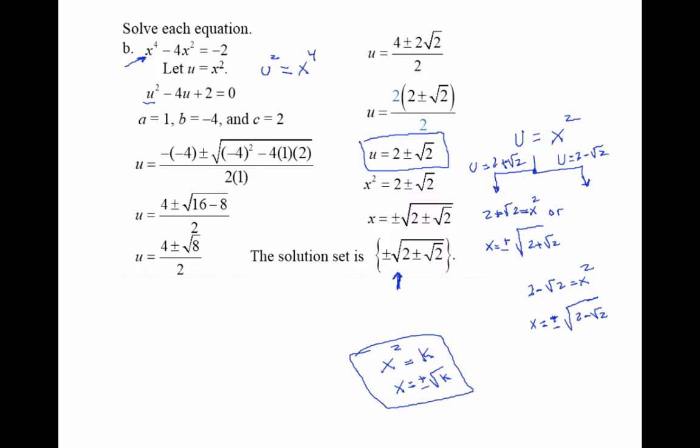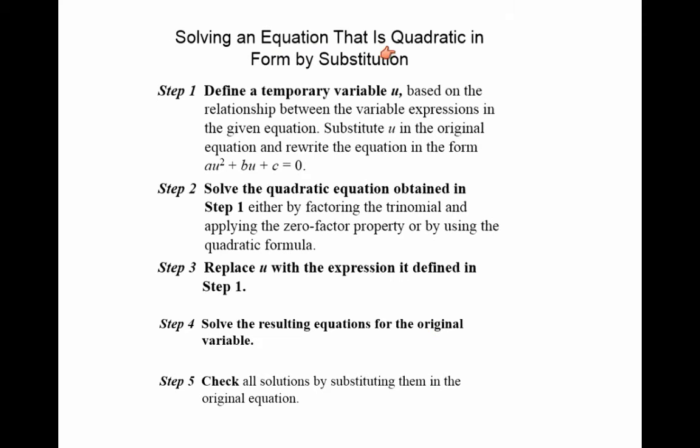We can write the solution set as plus and minus square root of 2 plus and minus radical 2. We get all those 4 solutions, right? We can write this as one set here. So we get 4 solutions here.